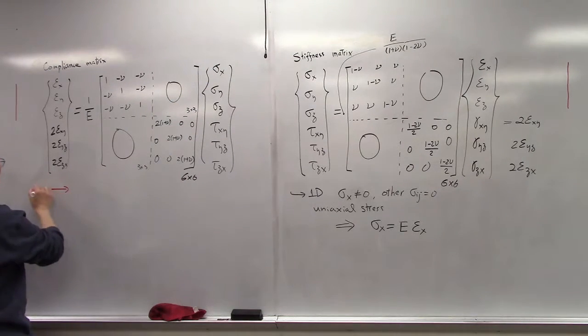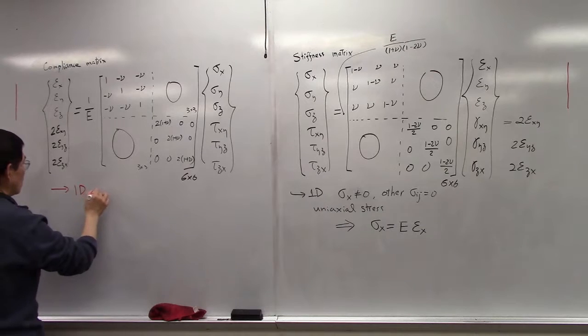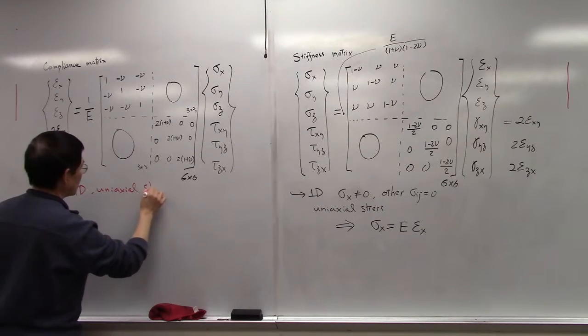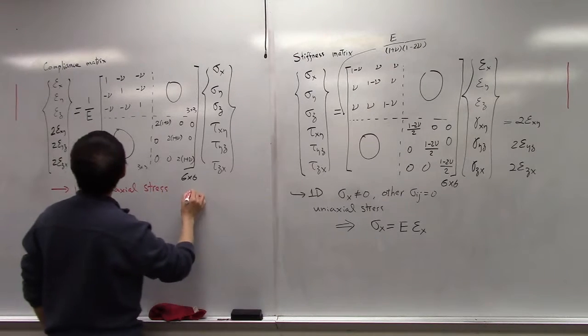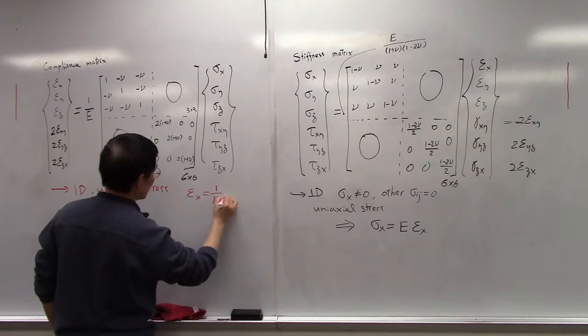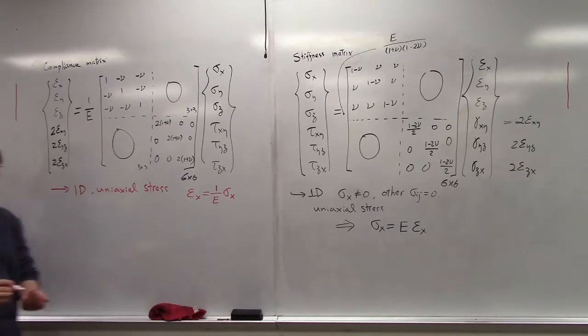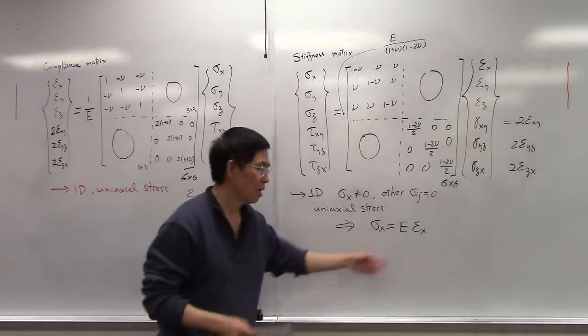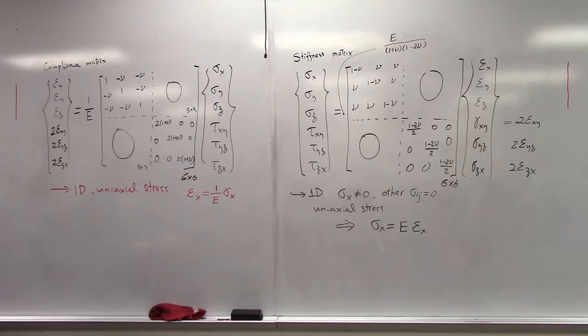Therefore, in the 1D case, uniaxial stress, you can see very clearly epsilon x is equal to 1 over E times sigma x. And that's, again, a well-known relationship. The Hooke's law, we learned that in mathematics, right? And these two are the same thing, just the inverse of each other. Okay, this is the 3D matrix.